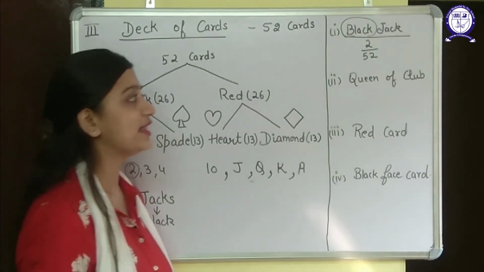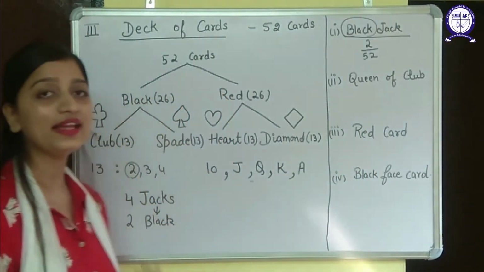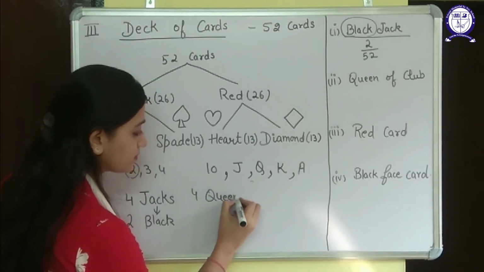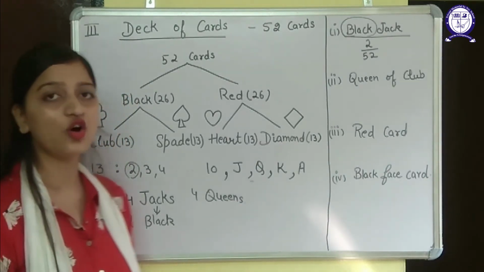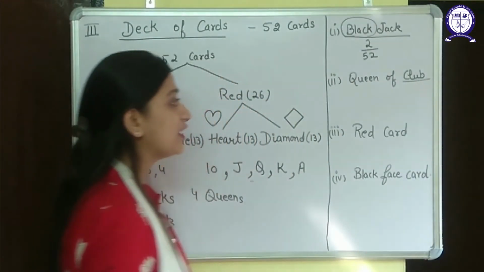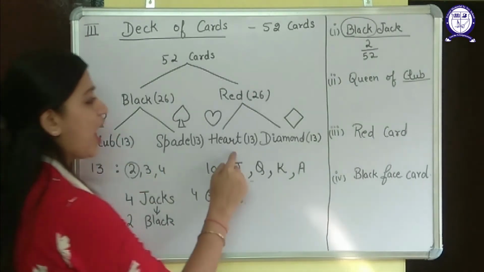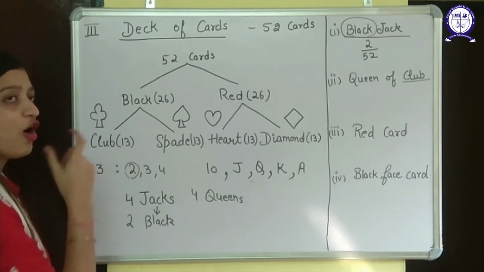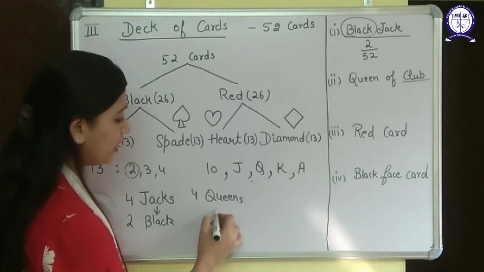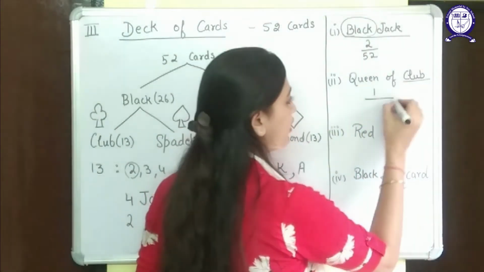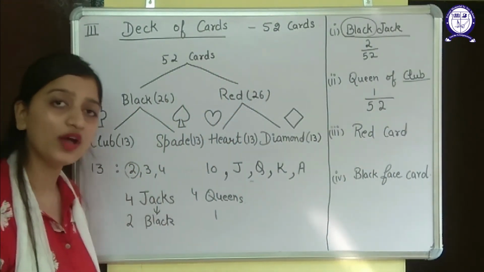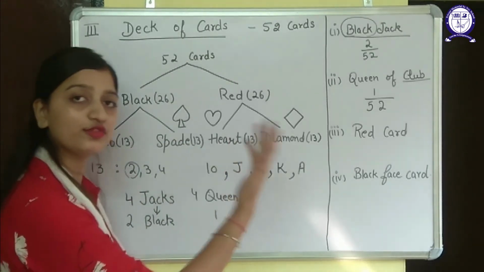Now coming to the second question, that is queen of club. It says about queen. How many queens? 4 queens. But now the second condition is not on the color. The condition is on the suits. How many suits are there? 4: club, spade, heart, and diamond. It asks about club. How many queens of club will I have? I will have only 1 queen of club. So this will be 1 upon 52. I will have only 1 queen of club, 1 queen of spade, 1 for hearts, and 1 for diamond.